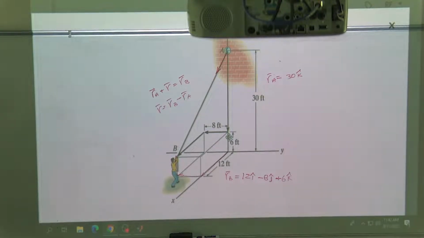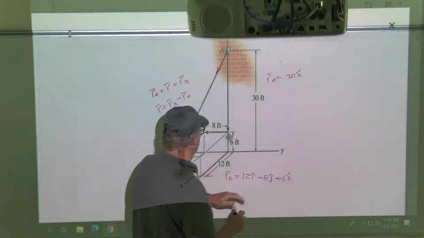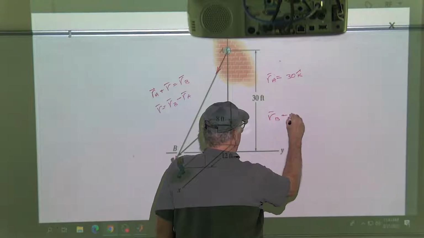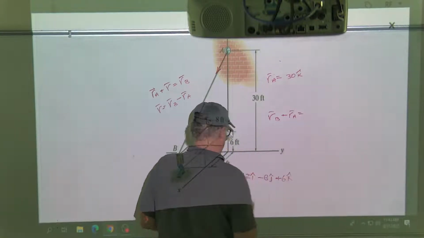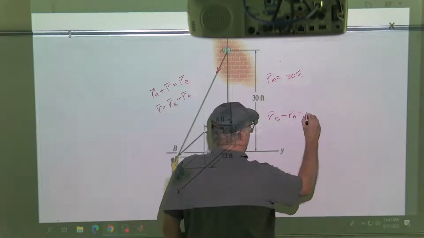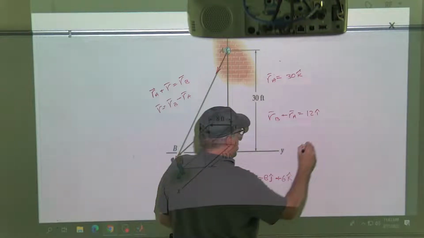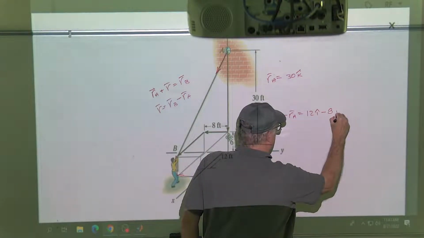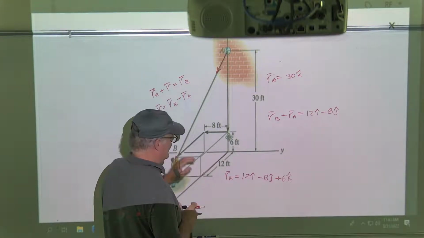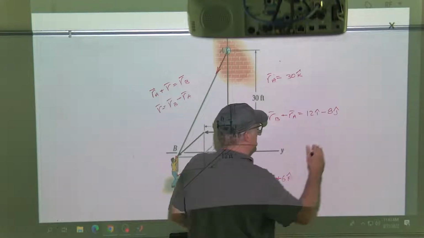So what was I doing again? Oh, I was taking this minus that. RB minus RA. Maybe I am falling asleep. 12 minus nothing. 8 minus nothing. Now, make sure I'm doing this right. I'm going B, so I'm going B minus 30. Isn't that minus 24?